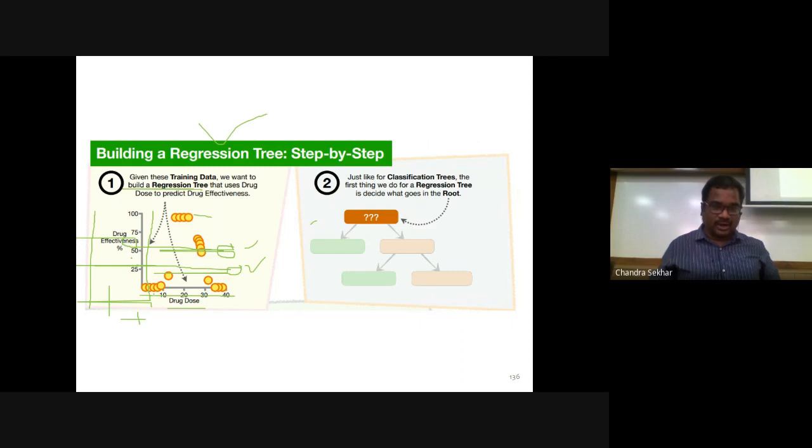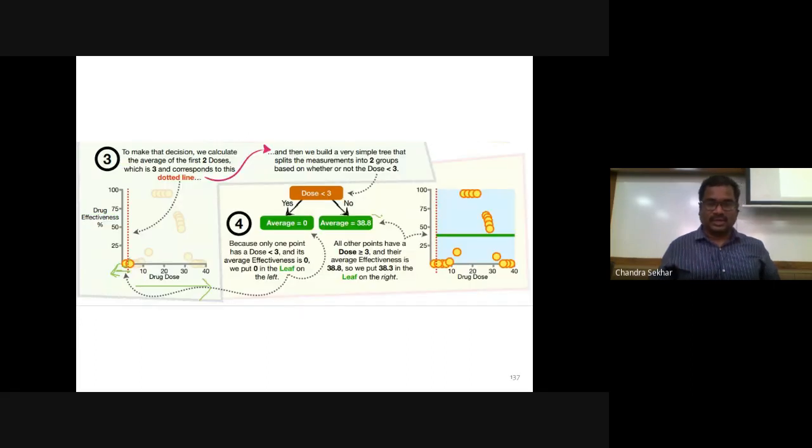For all these points, compute the drug effectiveness value, and compute the average. So what is the average? We get 30.8. Like this, we have to get the set of values for all these points and compute the average, right side and left side. On the left side there is only 1 point, which is equal to 0. And for all these points, if I compute the y value and take the average, it is equal to 38.8.